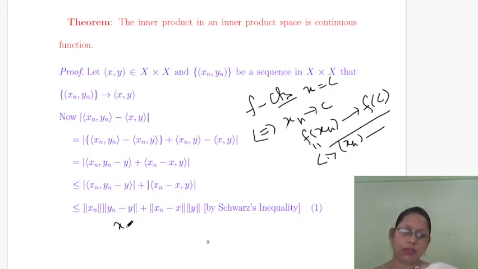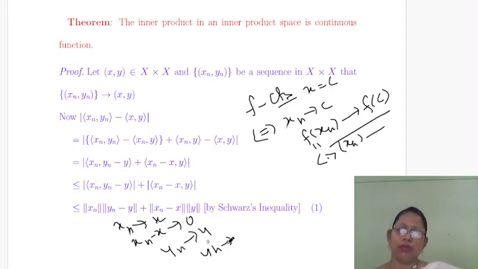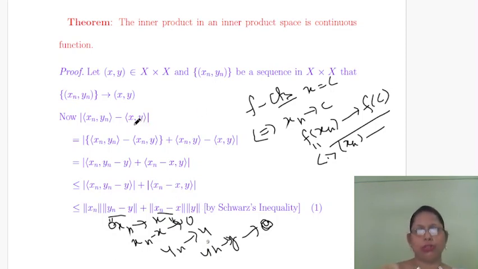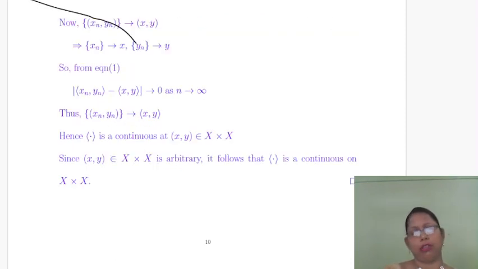As xn converges to x, xn minus x converges to 0. Similarly yn converges to y, so yn minus y converges to 0. So this is equal to 0 and this is equal to 0. 0 into norm of xn and norm of yn is 0. So this converges to 0 as n tends to infinity.